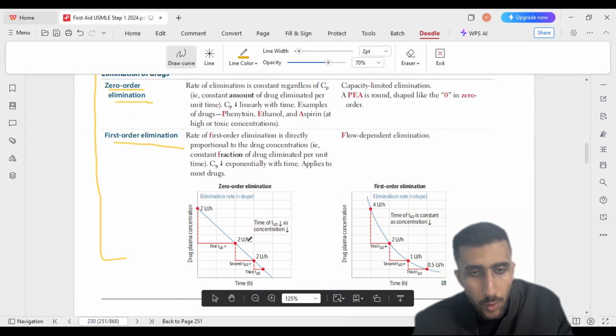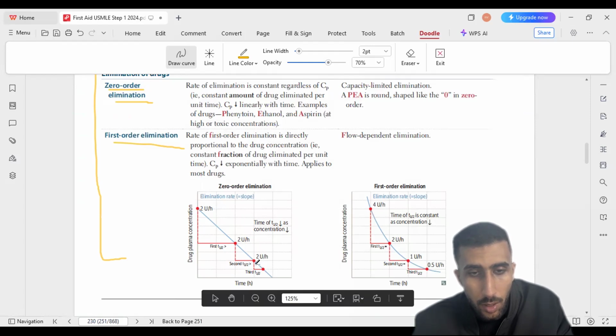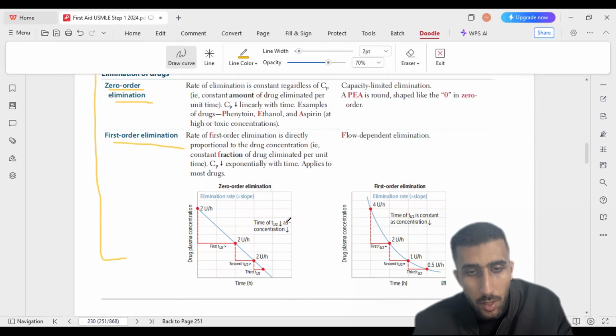If you look at this graph, the first T half is larger than the second T half, which is larger than the third T half. Why does this occur? The time of the T half decreases as the concentration decreases, because we will start with a high volume, and I need to decrease this high volume by half. For example, I have 100 milligrams, and as we have said, zero order elimination excretes only a limited amount per time. For example, it excretes 5 milligrams per hour.